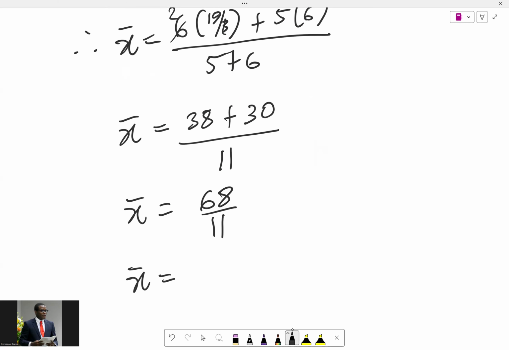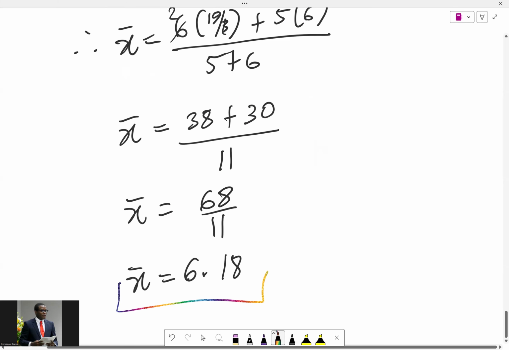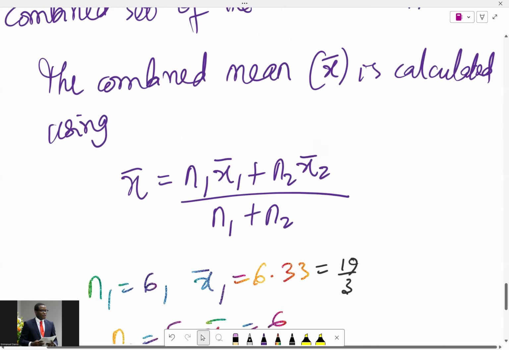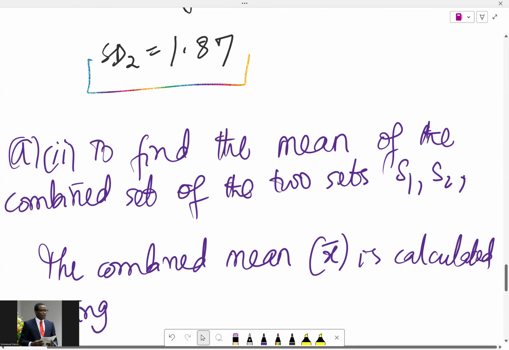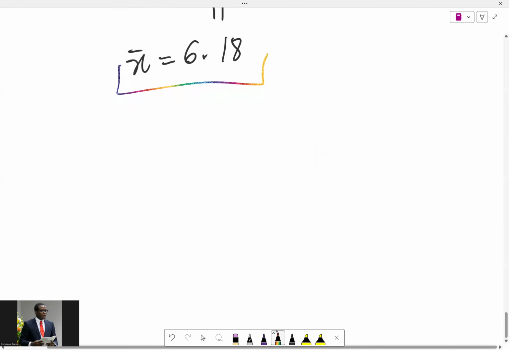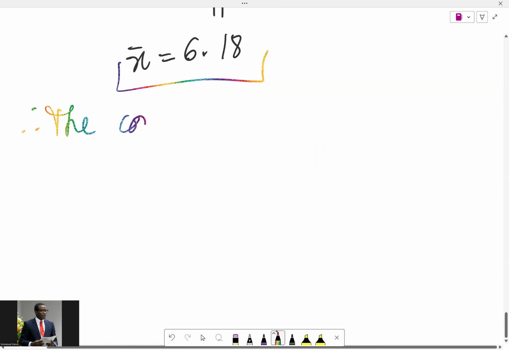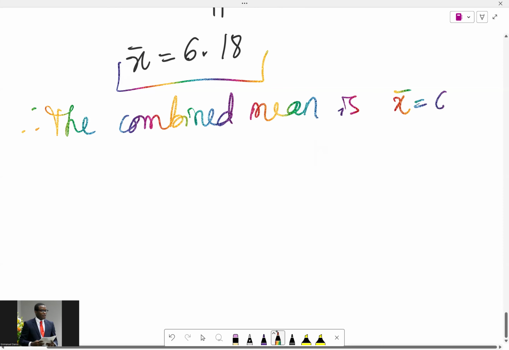So let's just do that. 68 divided by 11 is 6.18. I can just leave it at 6.18. So that is the combined mean. So you can say therefore the combined mean is X bar equals 6.18.